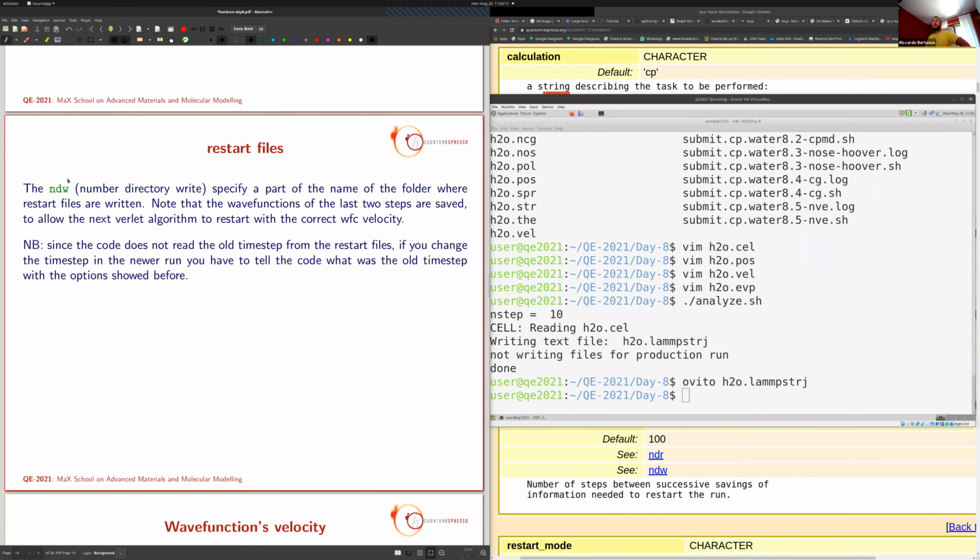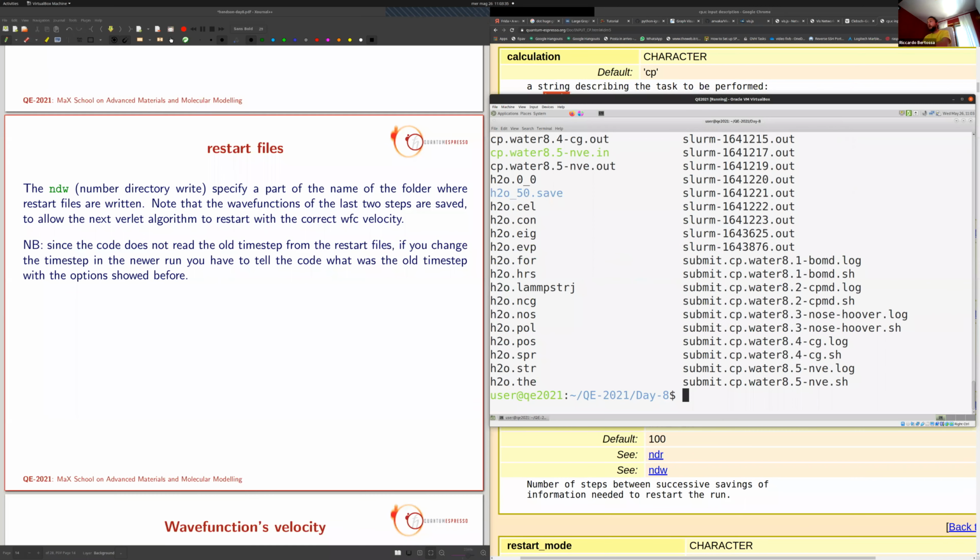Okay, this is a slide just to remind you what the code writes in the restart files. Remember, the restart file is specified by this NDW, number directory write, which is the number appended here. So this is 50 NDW. And inside you find all the data that the code needs to restart the simulations.